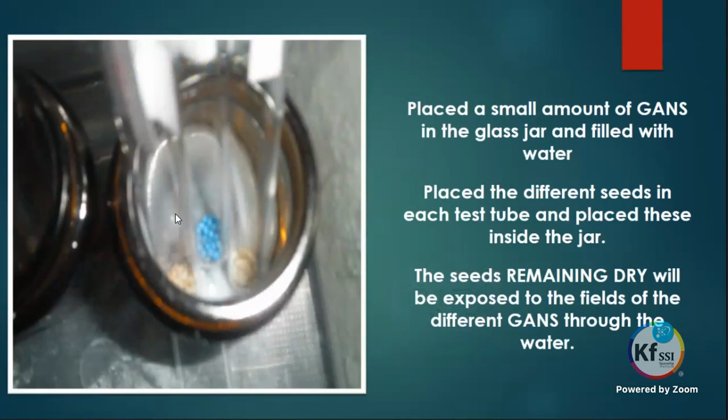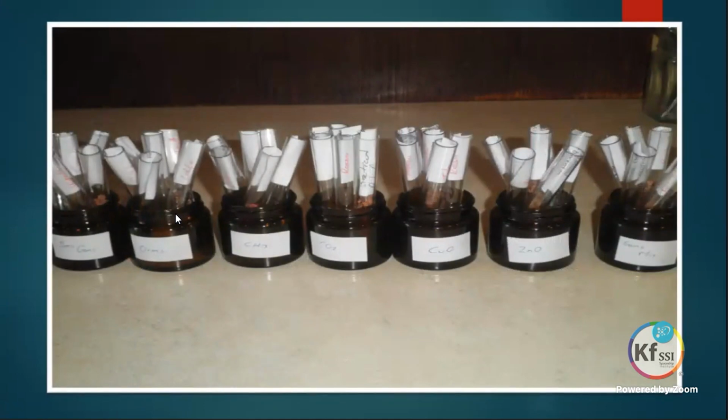So what I'd done was place a small amount of the GANS material in these brown jars, and then fill them with distilled water. Then I placed all my different seeds in different test tubes and placed them in the jar. So the seeds inside the test tubes remained dry, even though the tube itself was immersed within the water containing the GANS. That's the way I'd set up each and every one of my bottles with the different GANS.